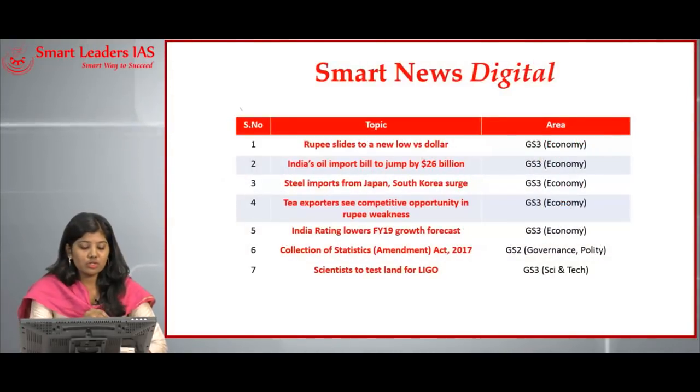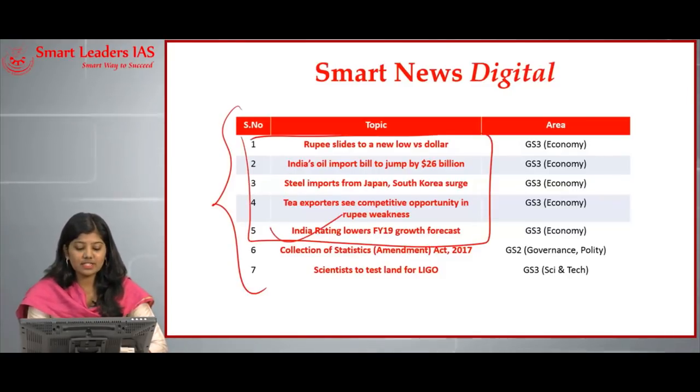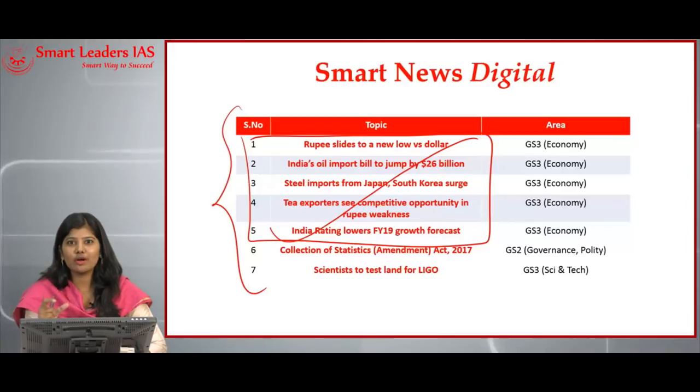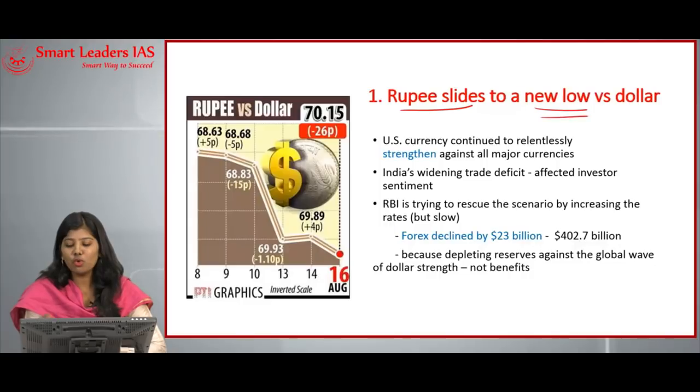So today we are going to see all these articles. The first five articles are interrelated to each other. These articles are all based on the Turkish lira depreciation and how it affects the currencies of other emerging market economies. So the first article is "Rupee slides to a new low versus dollar."